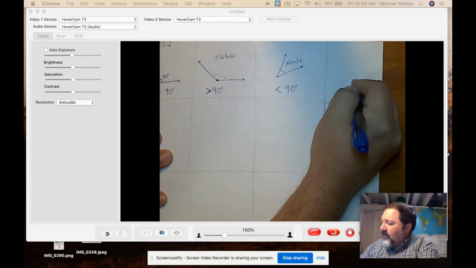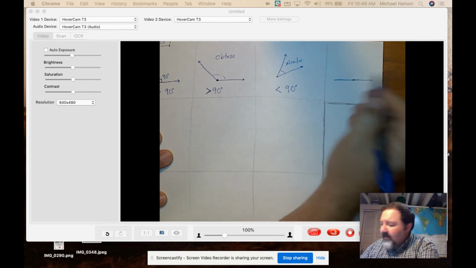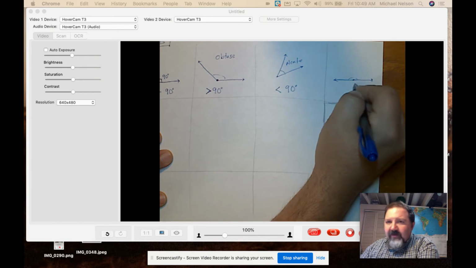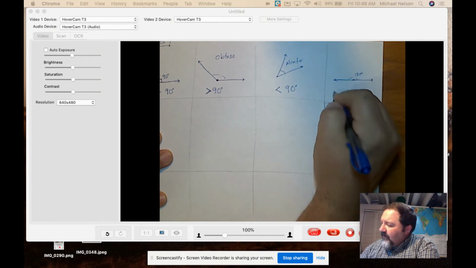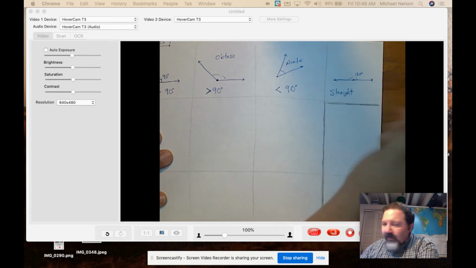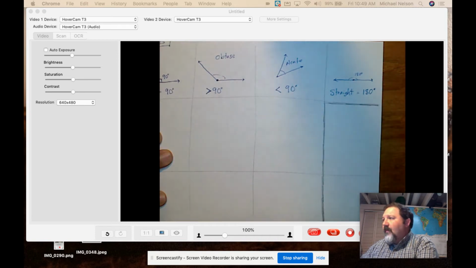And then you have another special one. Sometimes you have an endpoint and both rays spread out exactly across from each other. See that? I wrote two rays. And this angle, which matches this one over here, is actually 180 degrees. So that's called a straight angle, for obvious reasons. Straight angle equals exactly 180 degrees. Okay, those are our four types of angles.